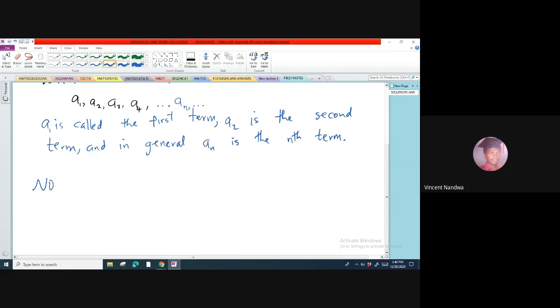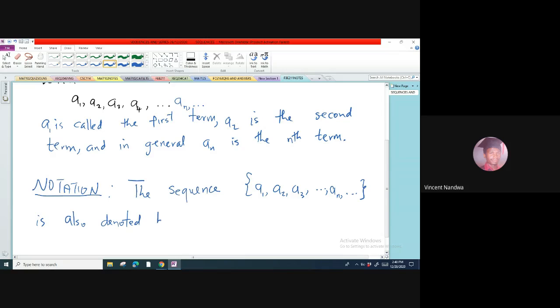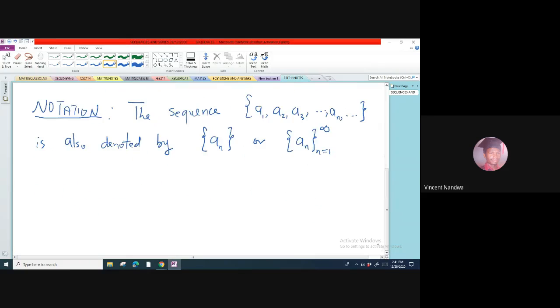So, notation. The sequence A1, A2, A3, AN is also denoted by just writing {AN}, or you can write {AN}, N from 1 to infinity. So this is how we can denote that sequence.